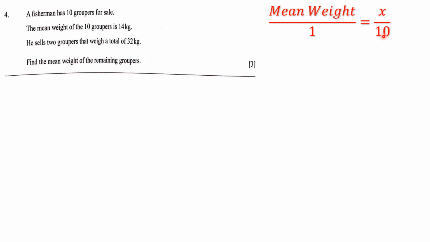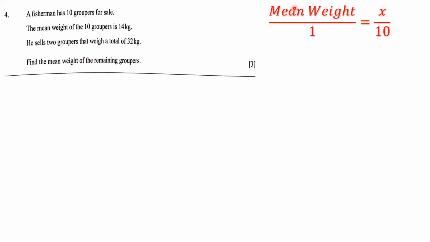And so why did I put it like this? Well, we know that the mean weight is going to be equal to the sum of all of the 10 groupers divided by the amount of groupers that we have, which is 10. So the mean weight is going to be equal to the sum of all of the weights, which is x, because we don't know the sum of all the weights, divided by the amount of groupers that we have, which is 10. And I put it over 1 because I'm about to cross multiply.